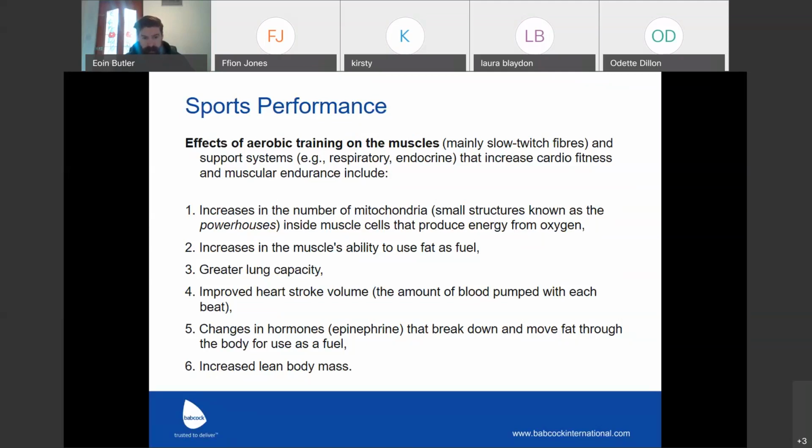You get greater lung capacity, so you're able to pull in more oxygen each breath. Improved heart stroke volume, the amount of blood pumped with each beat. Changes in hormones, so epinephrine, for example, that break down and move fat through the body to use as fuel. So what we're talking about here is that becomes more efficient. And an increase in lean body mass. So more muscle mass, reduced body fat percentage. Okay. So by training aerobic fitness, by training cardiovascularly, you will get all of these benefits to benefit the sport that you're doing.